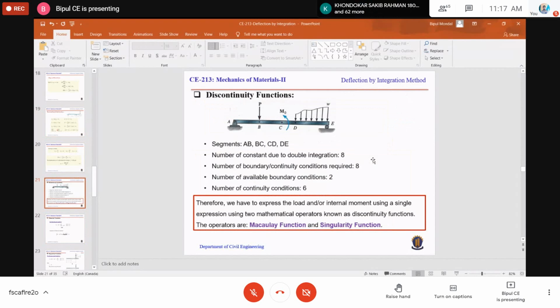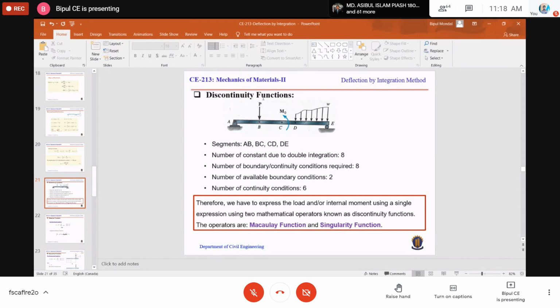So to solve this problem in a simple way, we will express all applied force in a single expression. Here the applied load is a concentrated force. Here the applied load is a concentrated moment. Here the applied load is a variable distributed load.